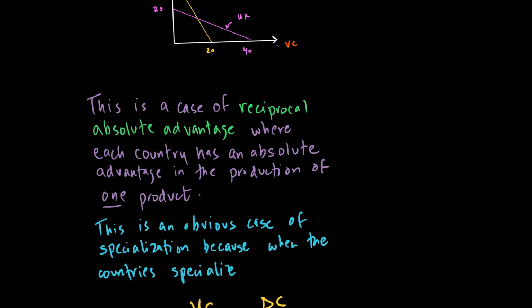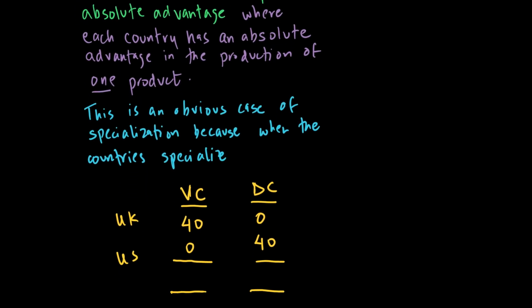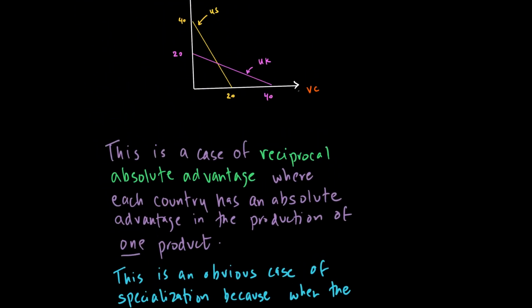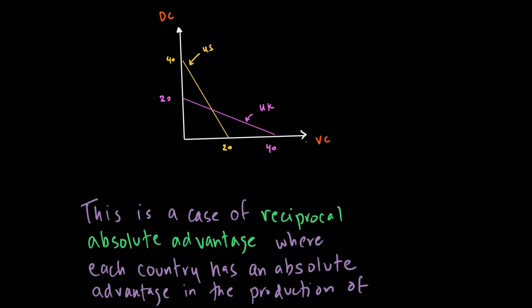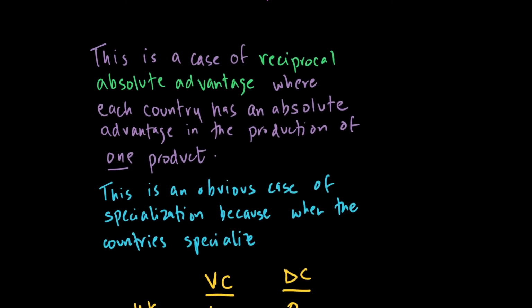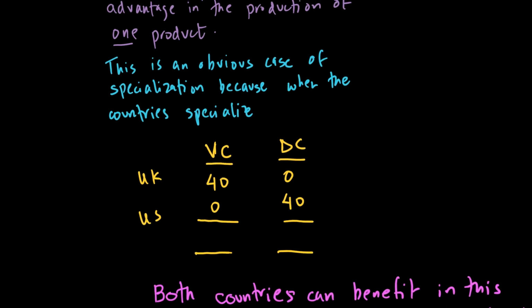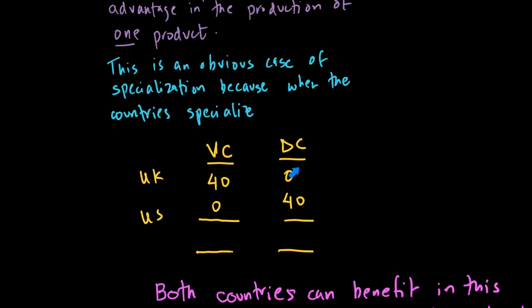Why is that so? Because when each country specializes, you can see that if the UK just goes and focuses on production of vacuum cleaners, they will come to this point, let's call it A dash, while the US can come to this point, which is B dash. So if I go back to my table, when they specialize, the UK will make 40 vacuum cleaners and no digital cameras, while the US can make no vacuum cleaners and 40 digital cameras, and that means total output will now be 40 and 40.